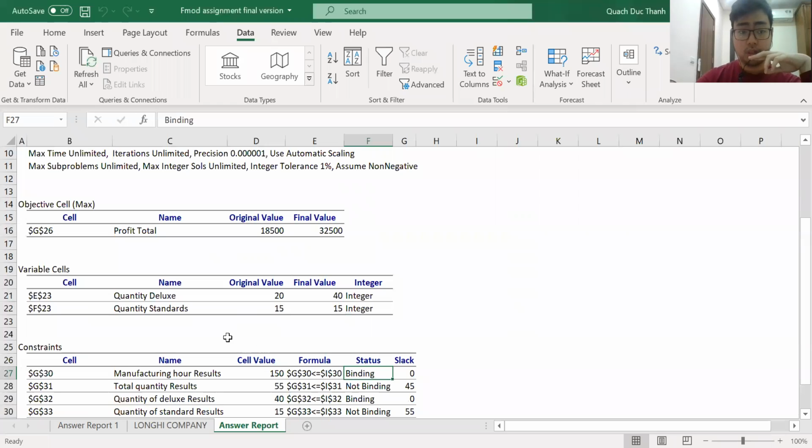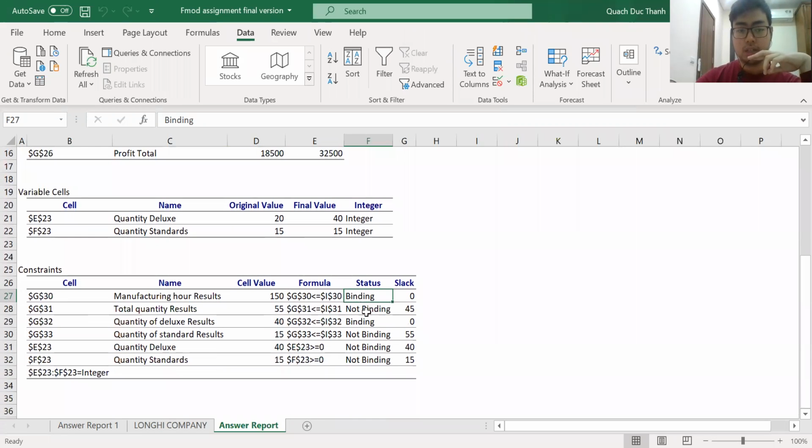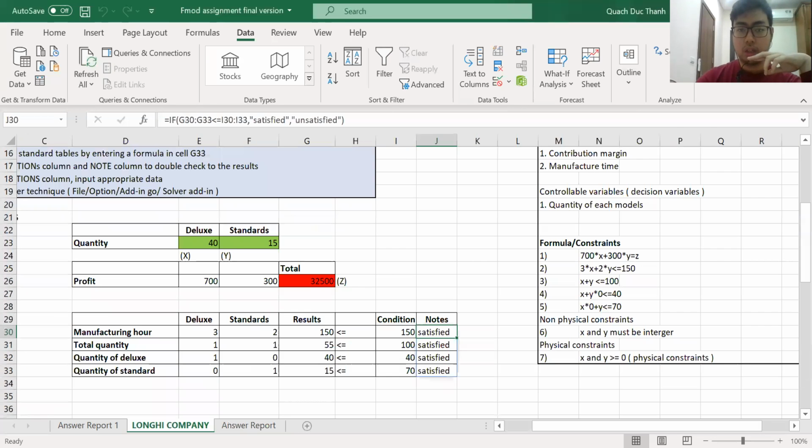The final value is 40 in quantity for the luxury and 50 for the standard. A binding constraint is one where the result equals the condition. A non-binding constraint is one where the result is not equal to the condition, but it still satisfies the condition.